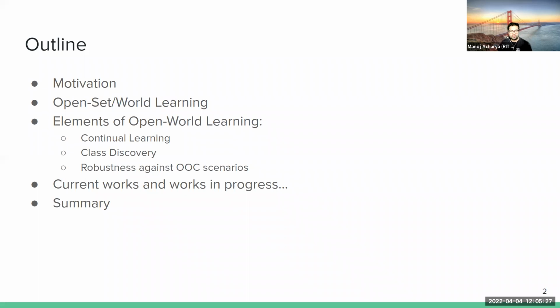So this is going to be my outline for today. I'm going to briefly motivate the problem. Why and where does open world learning appear in our daily lives? Briefly define the problems, talk about some of the common elements that any open world learning system requires, which will be around continual learning, class discovery, and robustness against out of context scenarios.